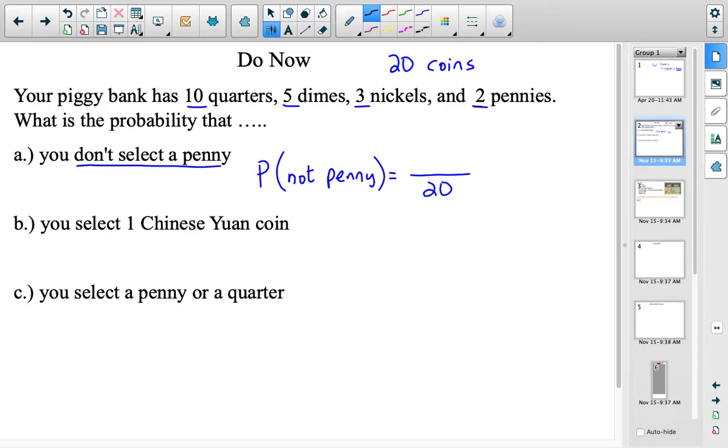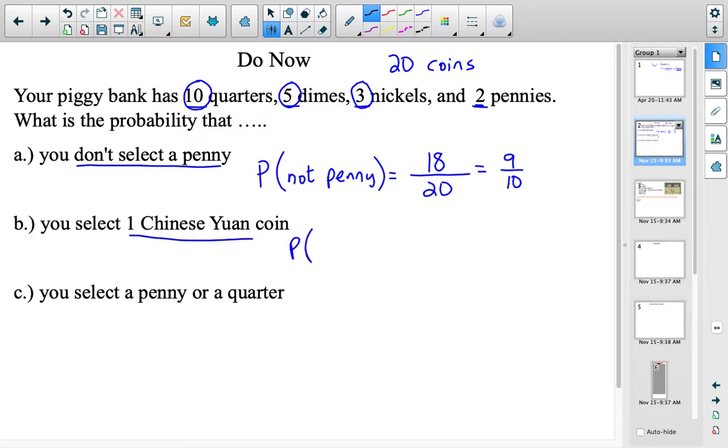So since there's only 2 pennies, that must mean there's the 18 other coins. So the 10 quarters, the 5 dimes, the 3 nickels, all of those are not pennies. So that's 18 over 20, which would give us 9 over 10. So you can think of it as a 90% chance, but remember, probability, we usually think of fractions between 0 and 1.